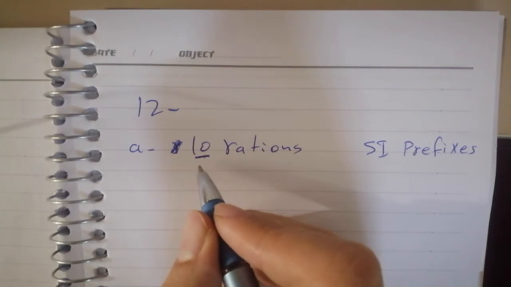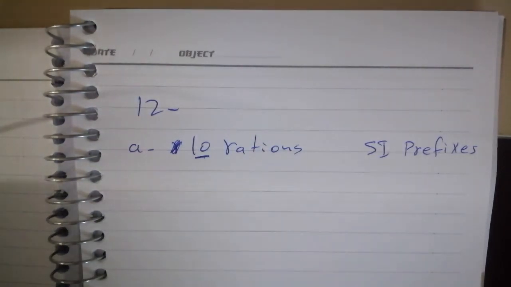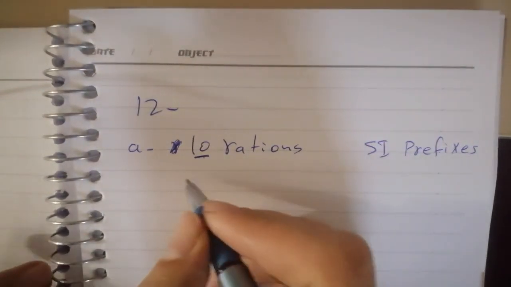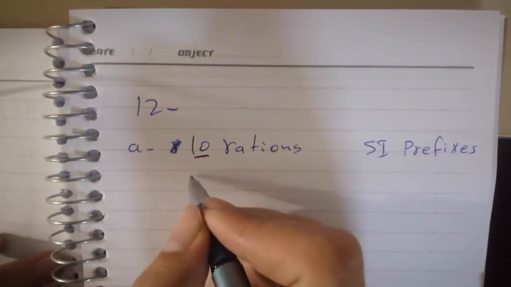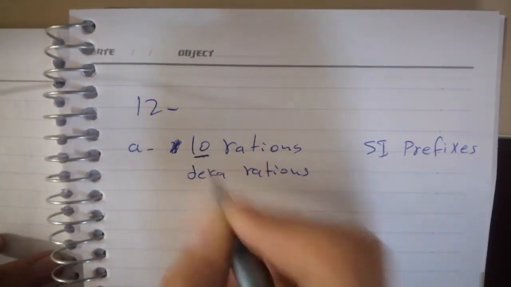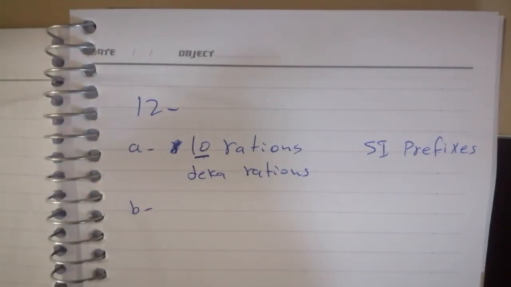Now what is the proper SI prefix for 10? So that would be deca, right? If you remember, deca is the proper SI prefix for 10. So I'll just change it to deca. Here I'll write down deca rations. That's the correct answer, deca rations. Okay, what about B? At B, what have I got?